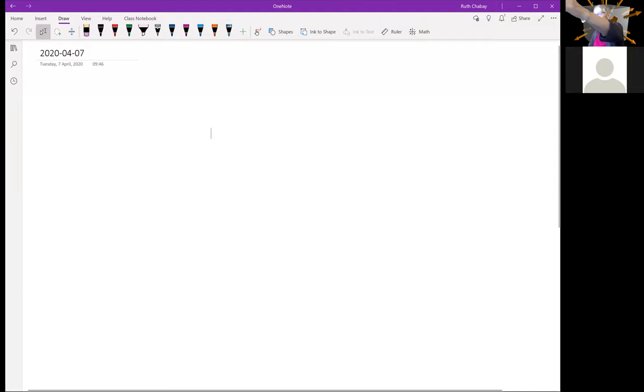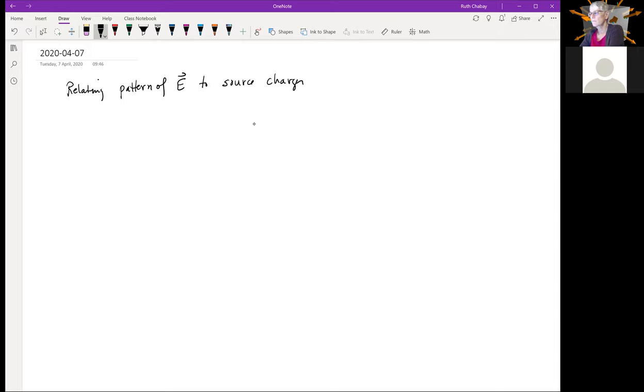So let's see if we can actually write an equation. Write an equation that captures what we've just talked about here, and the relationship of, so we're relating the pattern of field to source charges. So the first thing we wanted was, so here's our box. Here is our outward going normal vector, which we're going to call n hat.